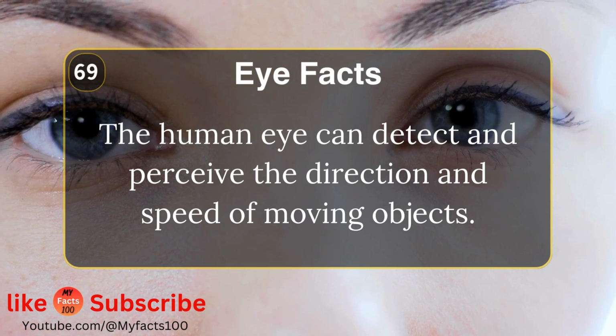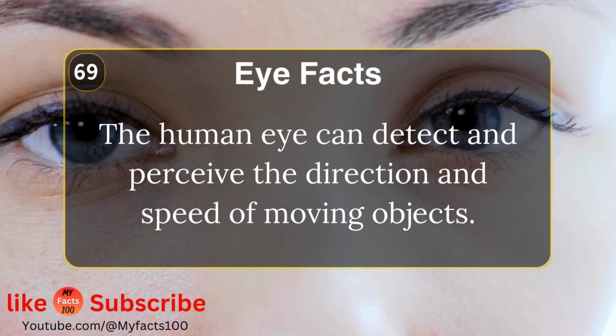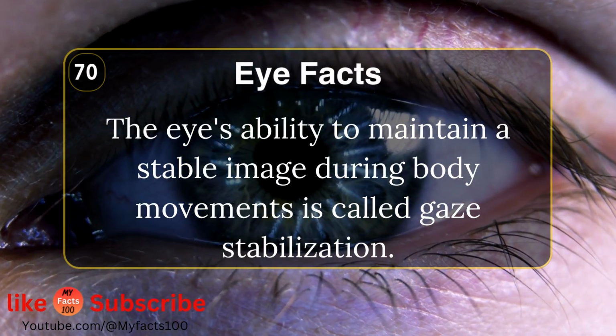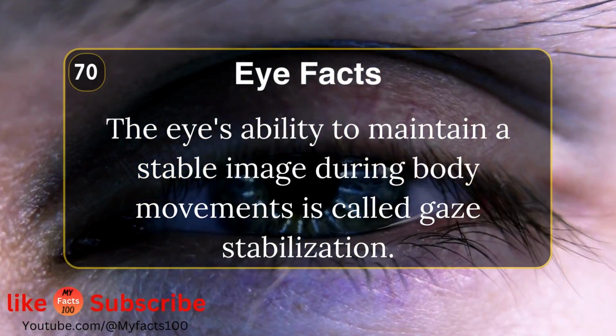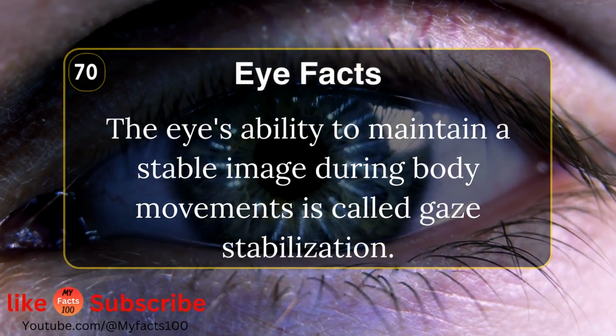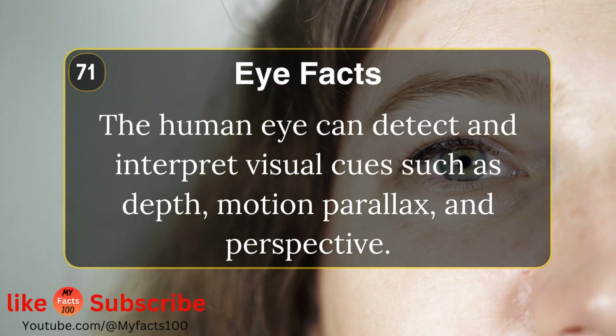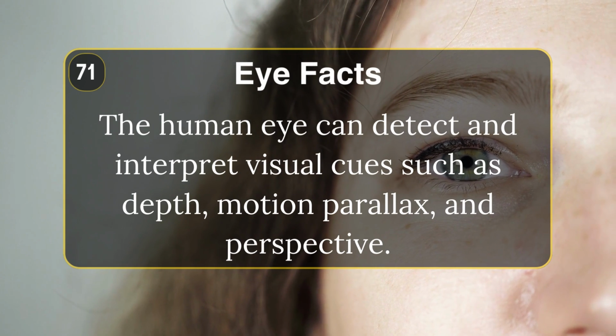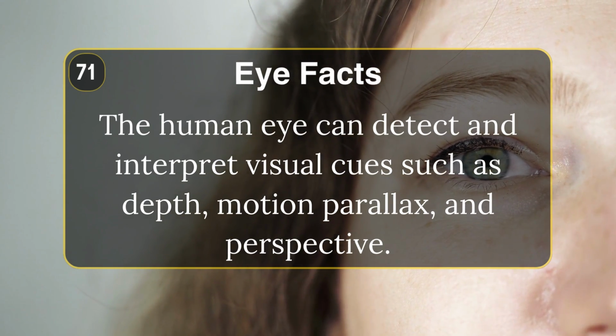The human eye can detect and perceive the direction and speed of moving objects. The eye's ability to maintain a stable image during body movements is called gaze stabilization. The human eye can detect and interpret visual cues such as depth, motion parallax, and perspective.